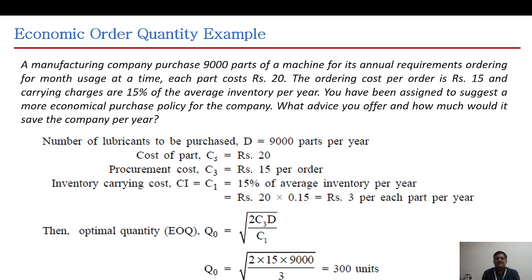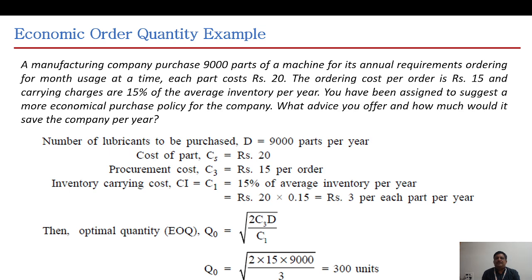The statement of the problem is like this. A manufacturing company purchases 9,000 parts of machines for its annual requirements, ordering one month's usage at a time. Each part costs 20 rupees. The ordering cost per order is 15 rupees, and carrying charges are 15% of the average inventory per year. You have been assigned to suggest a more economical purchase policy for the company. What advice would you offer, and how much would it save the company per year?